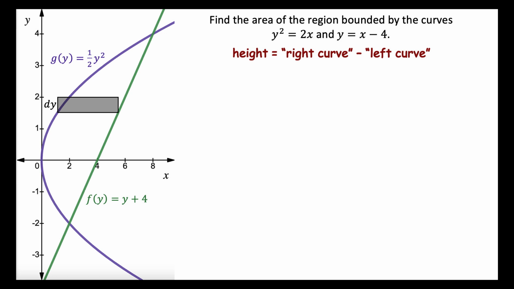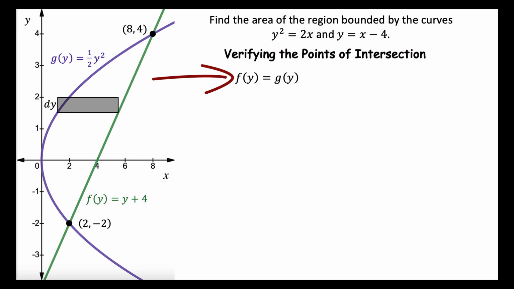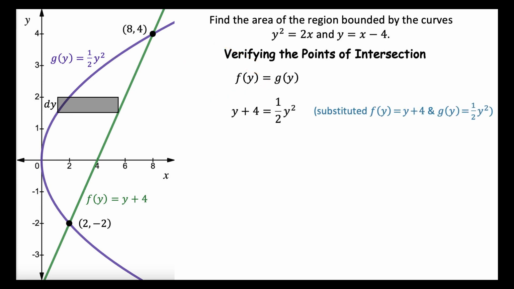From the graph, it looks like the curves intersect at the point (2, -2) and the point (8, 4). But let's verify by setting f of y equal to g of y and solving the equation for y. Substituting y plus 4 for f of y and 1/2 y squared for g of y gives us y plus 4 equals 1/2 y squared.